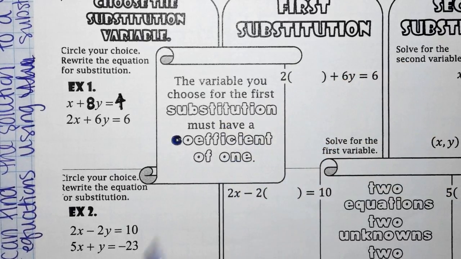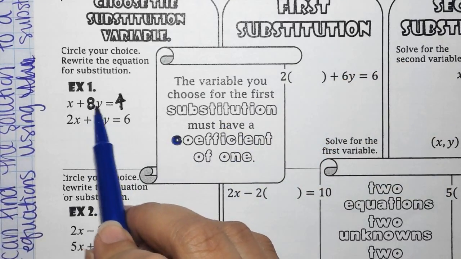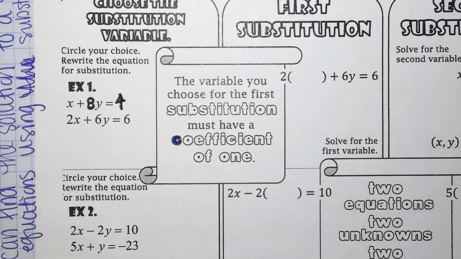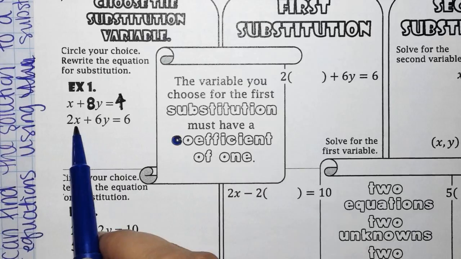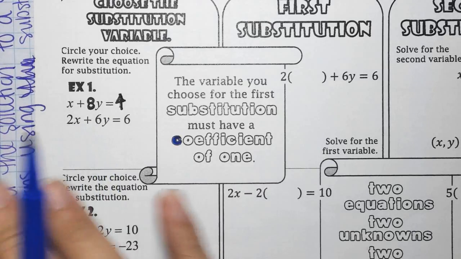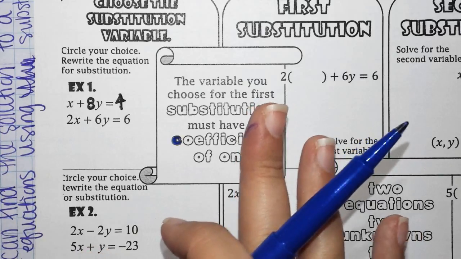That's right. So what's the coefficient of y right here? What's the coefficient of x? 1. So that's the one we're going to use. What's the coefficient of x right here? 2. What's the coefficient of y? 6. So we're not going to do those.